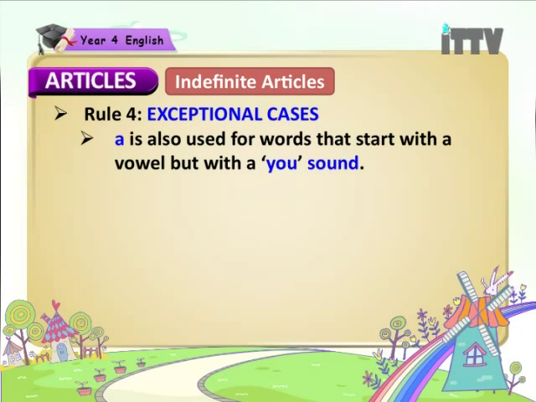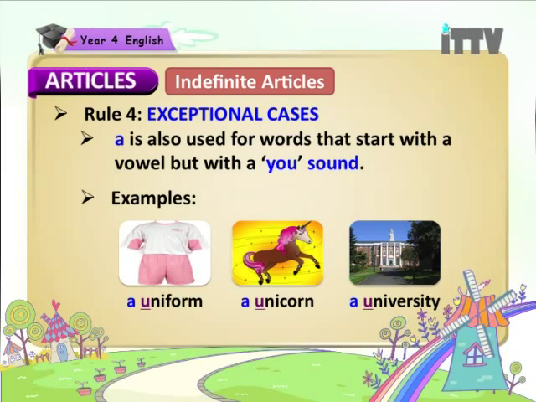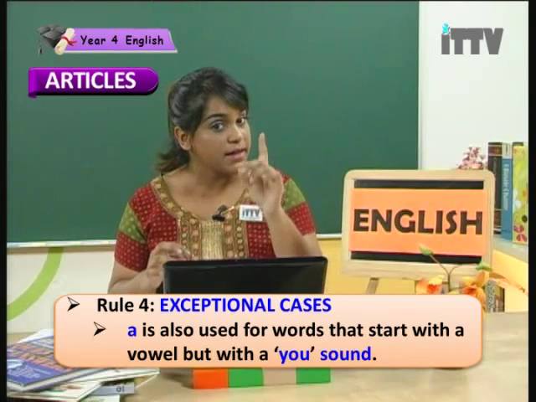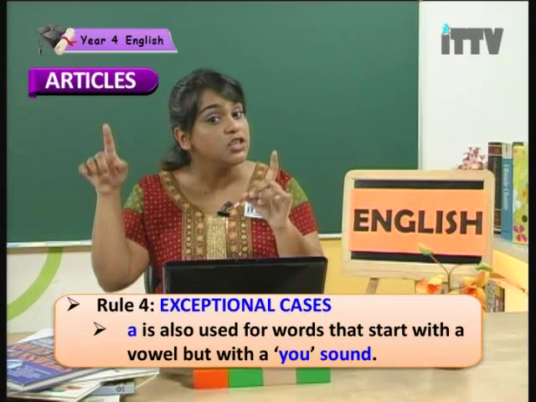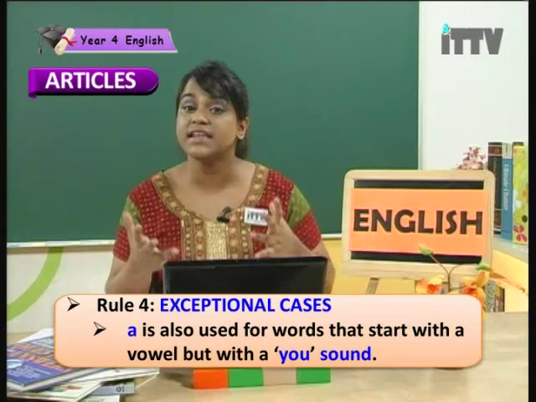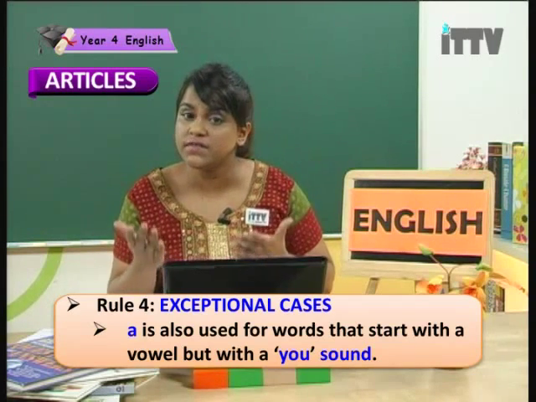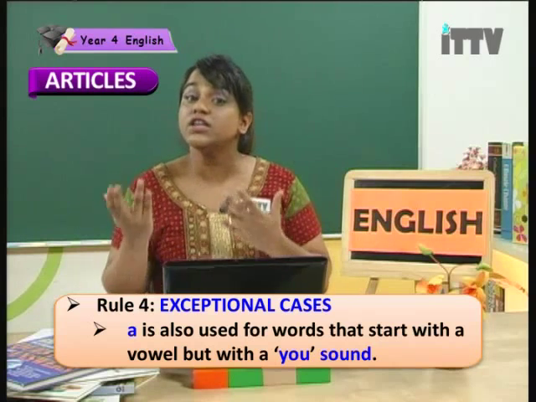Now, this rule has an exceptional case. A is also used for words that start with a vowel but with a U sound. For example, a uniform, a unicorn, a university. So, students, remember, a can be used for words that have a U sound. For instance, a unicorn, a university. You do not say an university, an unicorn. You say a university, a unicorn, a uniform.